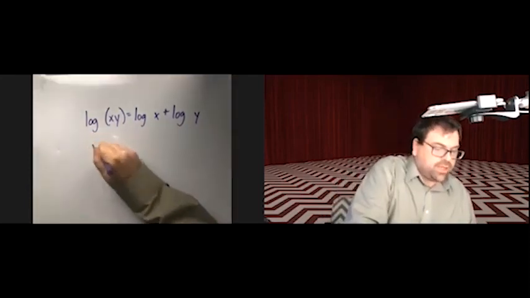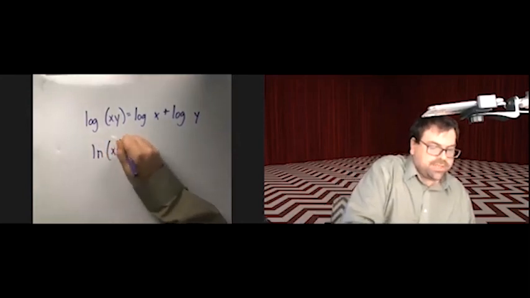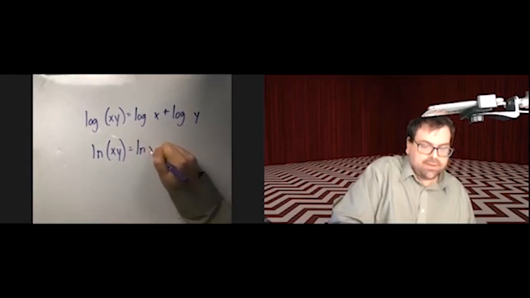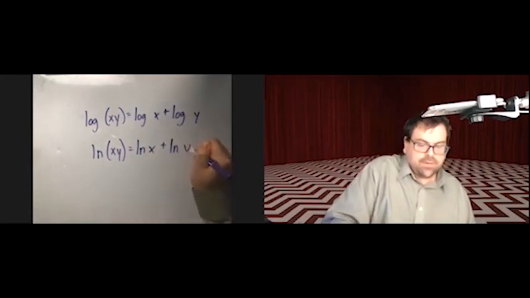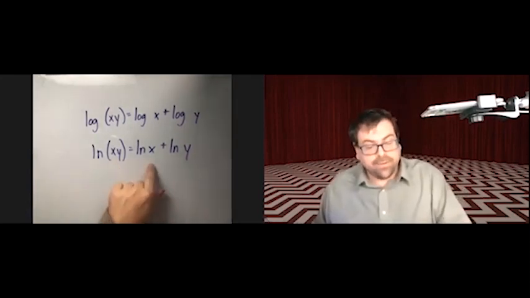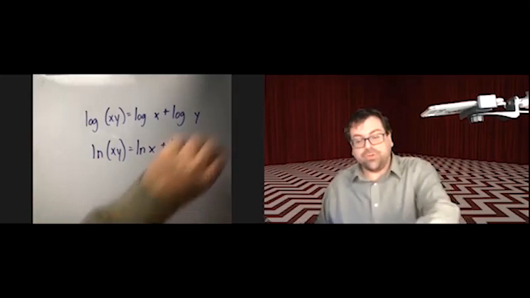What if we had natural log? Same deal. Doesn't matter what the base is. This property is always the same. The natural log of two things multiplied together is the natural log of the first plus the natural log of the second.